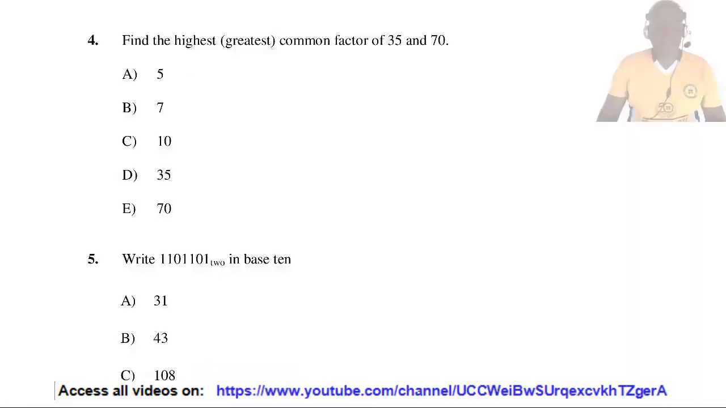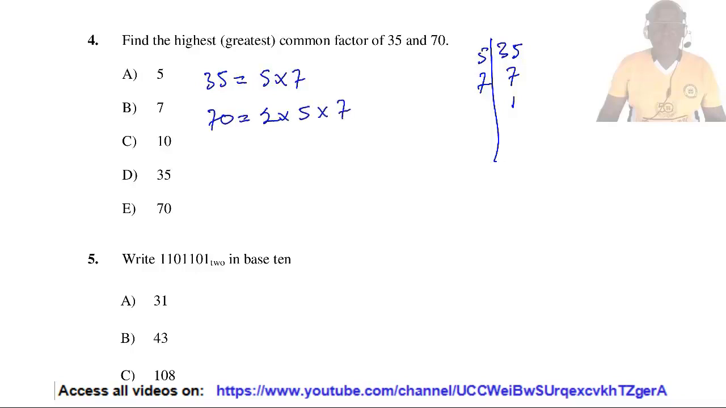Question 4. Find the highest, that is greatest common factor of 35 and 70. We shall find the product of the prime factors for 35 and then 70. For 35, 5 goes here, 7 goes here, 1. So the product of the prime factors of 35 equals 5 times 7. Now let us find the product of prime factors for 70. It is going to be equal to 2 times 5 times 7, because 35 times 2 equals 70. Now the HCF: 5 is common, 7 is common, so 5 times 7, which equals 35. So the answer is D.